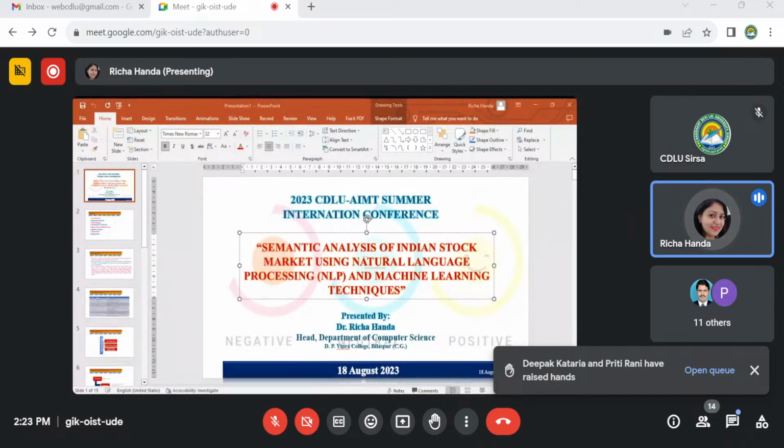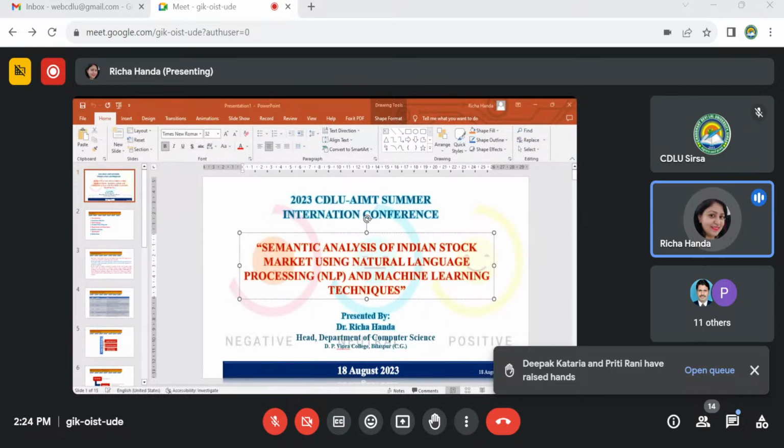This is the process flow diagram showing how we collected the data and how we worked. First we collected the data from Twitter, based on Indian stock data, to see how people think about it. Some think positive, some negative, and some neutral.